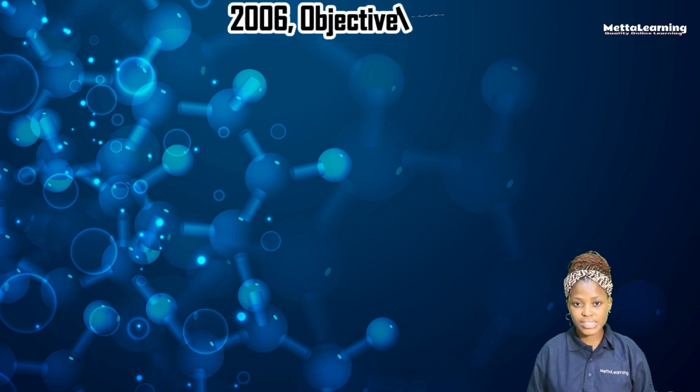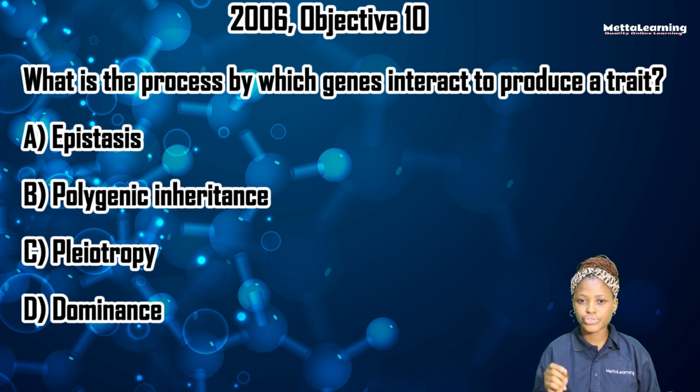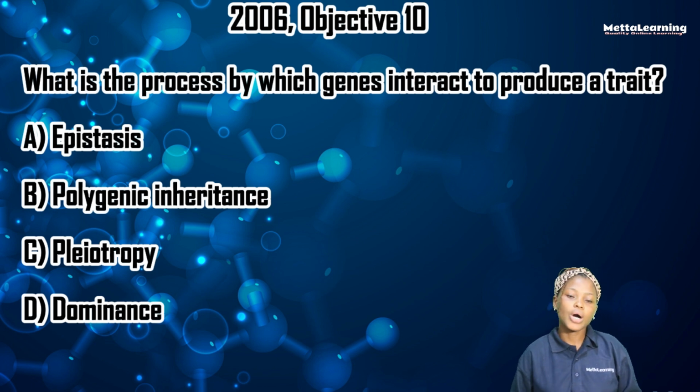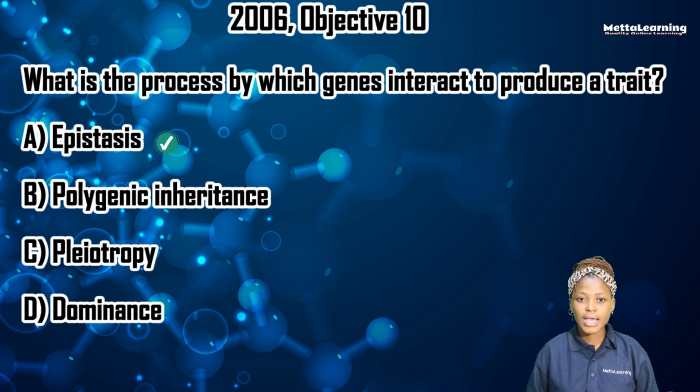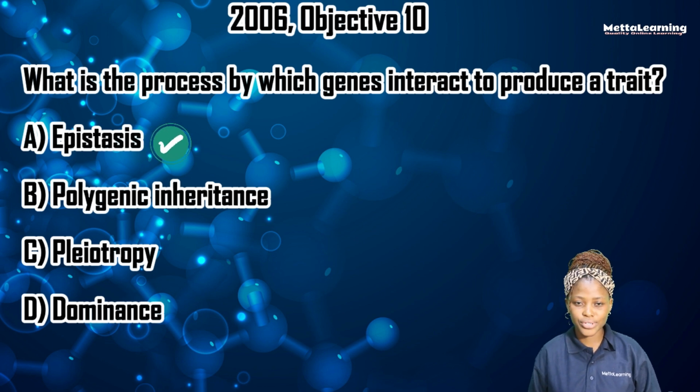2006 objective question 10. What is the process by which genes interact to produce a trait? Option A, epistasis. Option B, polygenic inheritance. Option C, pleiotropy. Option D, dominance. Epistasis is the process by which genes interact to produce a trait. Option A is the correct answer.